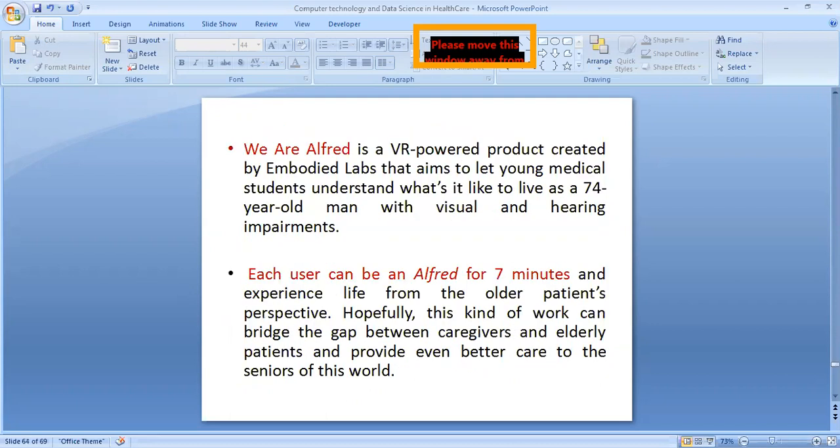For example, it is called VR We Are Alfred. It is one platform where especially the young trainees or doctors who are not patients with the elderly are made to be Alfred for 7 minutes, so that they could empathize how the real situation is, what pains are undergone by the patient. So rather than training the patient mentally, it is training the doctor mentally, so that they cope with the patient, show more patience towards them, and cooperate with them. So that is called the We Are Alfred platform.